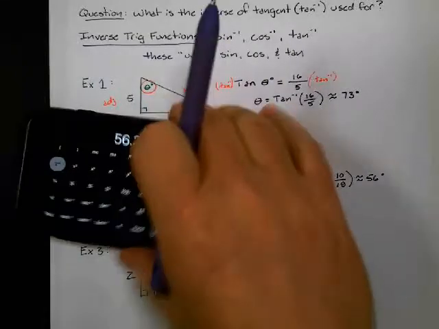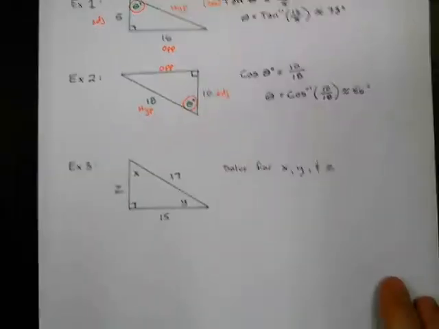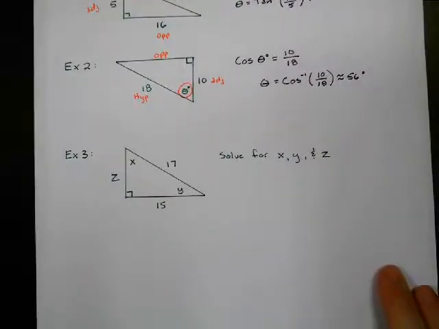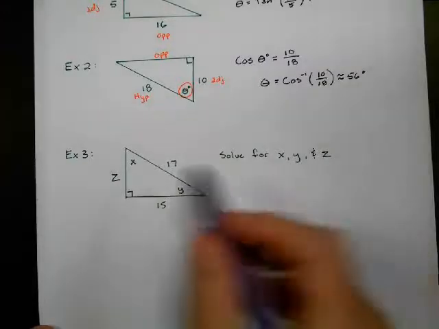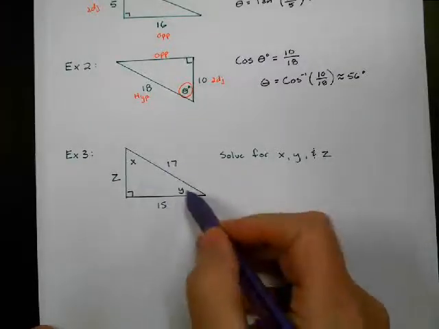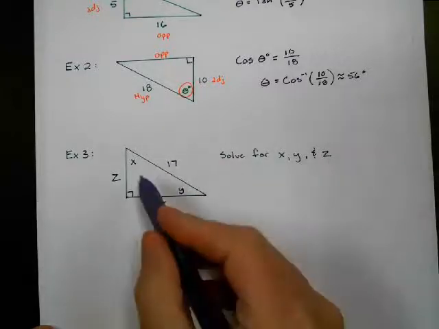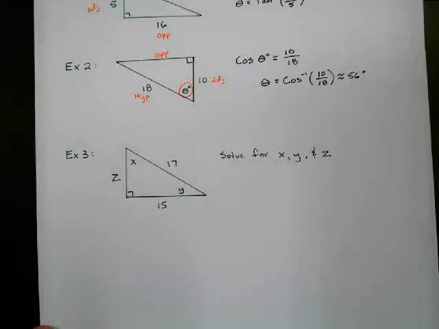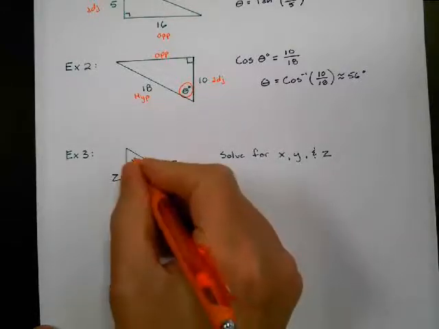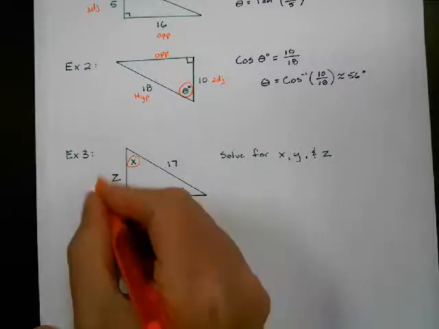All right, last one. We got a whole bunch of stuff to solve for. So we've got over here x, y, z. So let's start over here with x. So that's my angle of reference. So this would be opposite. This would be adjacent.